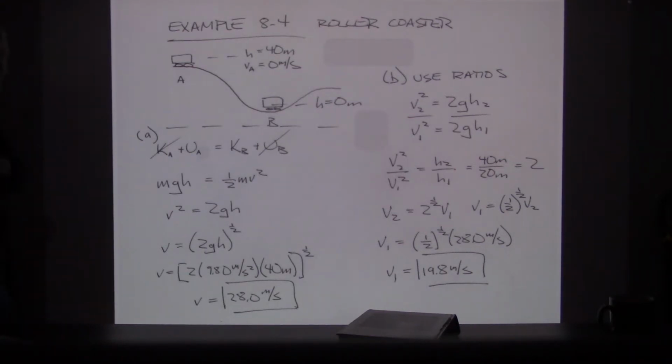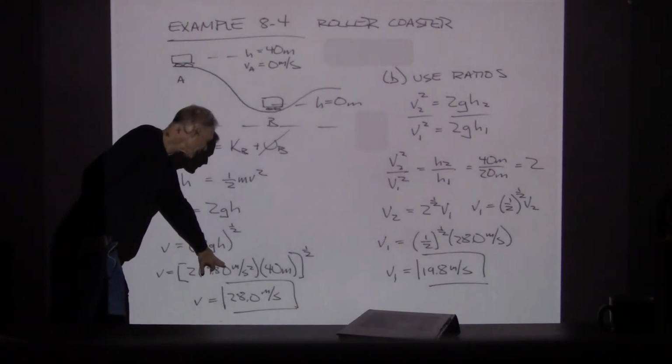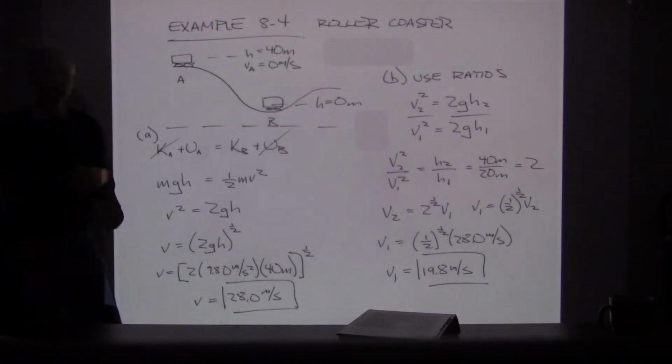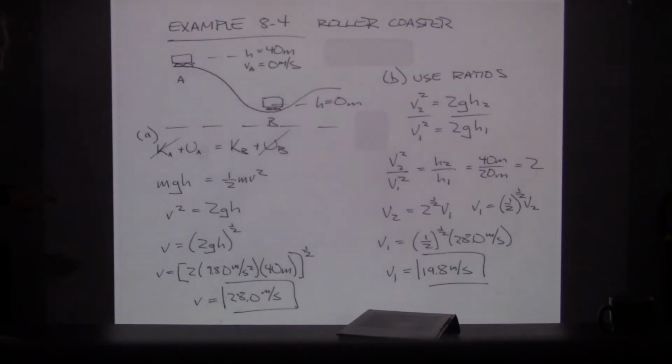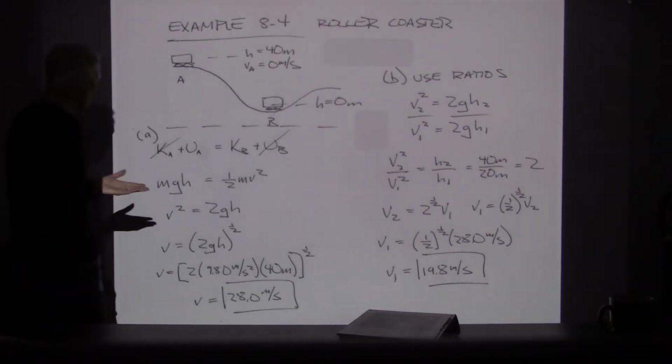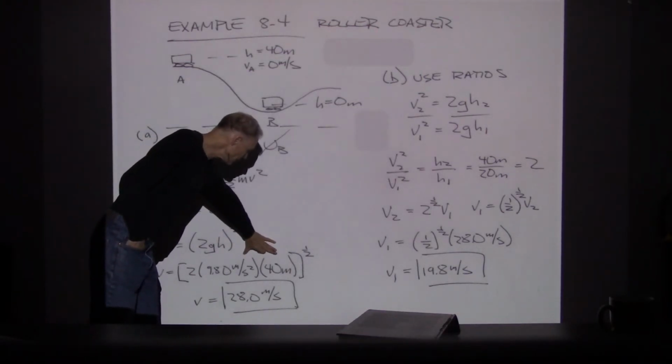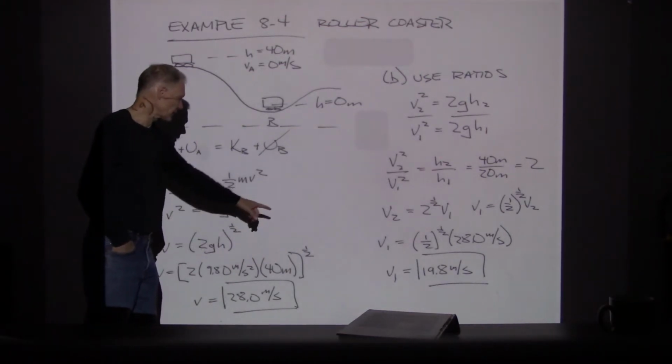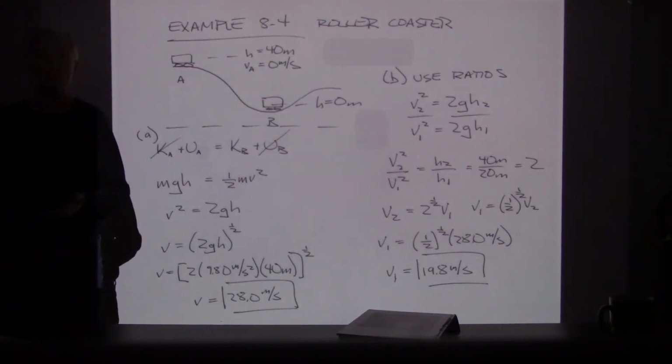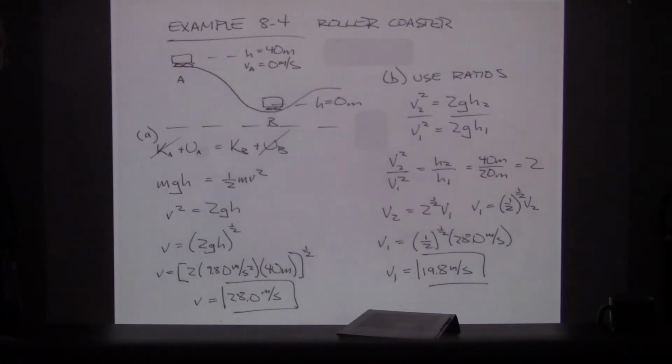Now, for the velocity calculation, I went back and put the gravitational field in terms of meters per second squared to make the unit conversions simpler. And I got meter squared divided by second squared. I take a square root. It's going to come out in meters per second. So it says that the speed at the bottom is 28 meters per second along the track.